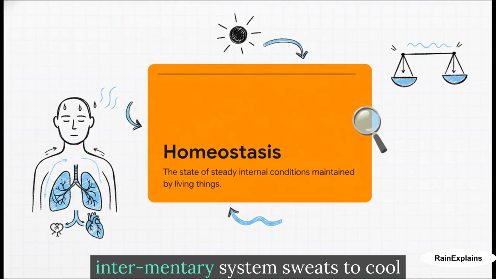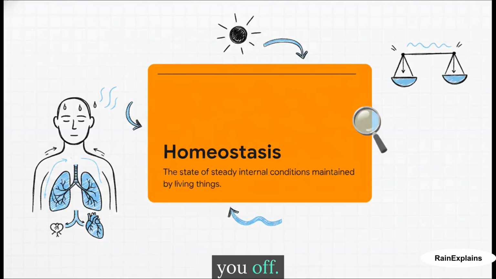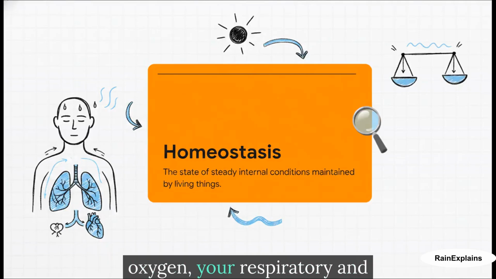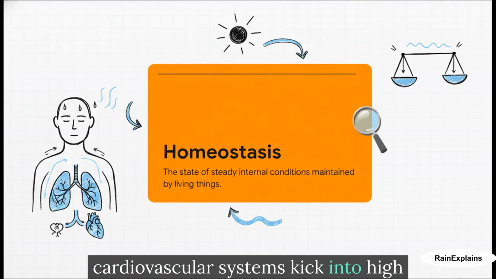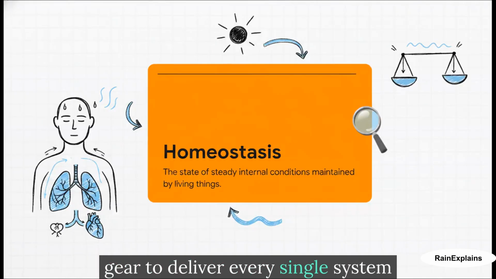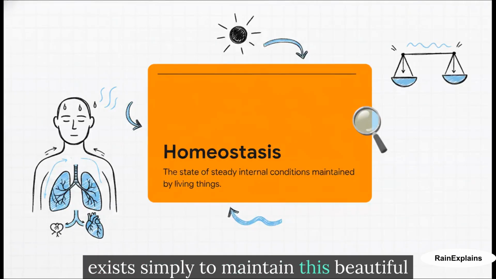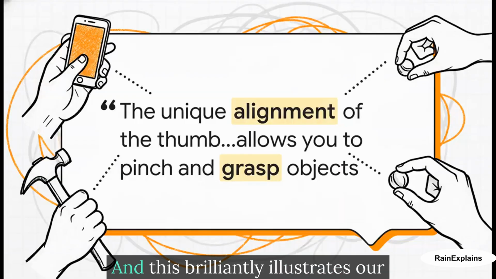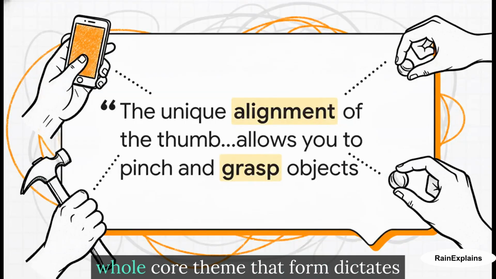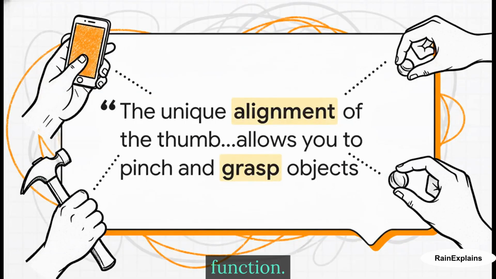When you get too hot, your integumentary system sweats to cool you off. When your cells desperately need oxygen, your respiratory and cardiovascular systems kick into high gear to deliver it. Every single system exists simply to maintain this beautiful, delicate balance. And this brilliantly illustrates our whole core theme, that form dictates function.